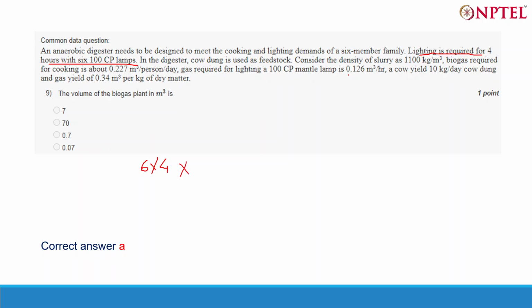And how much does it consume? 0.126 of biogas for lighting. Similarly, biogas is required for cooking, per person per day. How many persons are there? 6 persons, a family of 6 members, 0.227.